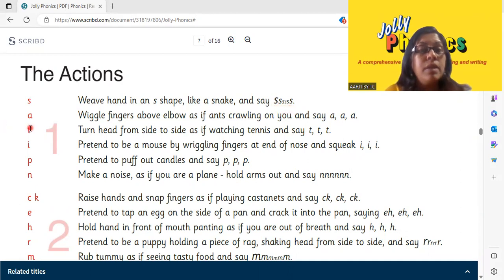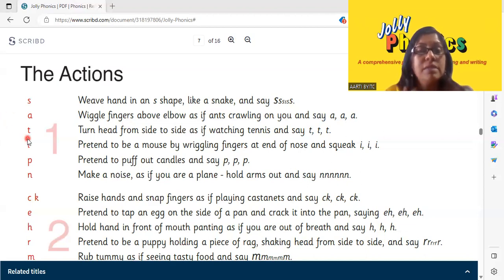Then I'm going to letter A, wiggle the fingers above the elbow. Here is my elbow, and I am wiggling my fingers like this as if ants are crawling on me, right? So the ants are crawling on you, and you are saying a, a, a. So the sound of letter A is a, a, a.